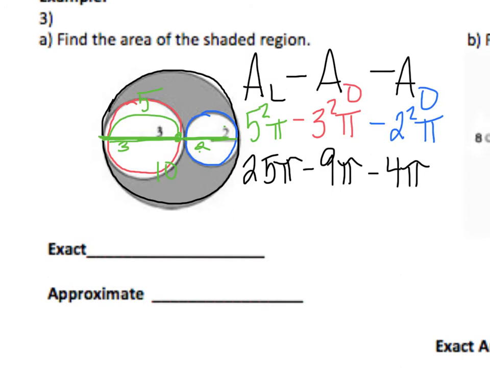So your exact answer would include pi to be 12 pi, and then your approximate, you're just going to put 12 times pi in your calculator. And let's round to 2 decimal places, so 699, so let's go ahead and just round that up to 7.